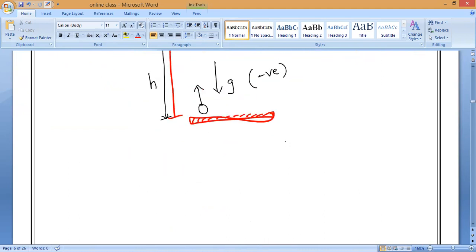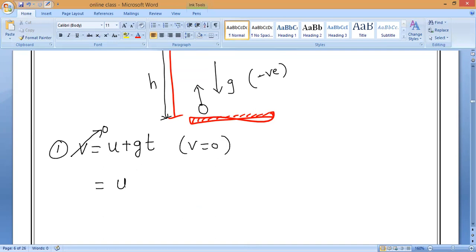Now the first equation. What is the first equation for a body thrown vertically upwards? V is equal to U plus GT. As we know, final velocity is 0, and in place of G we put minus G into T. So 0 equals U plus into minus, that is, minus GT.